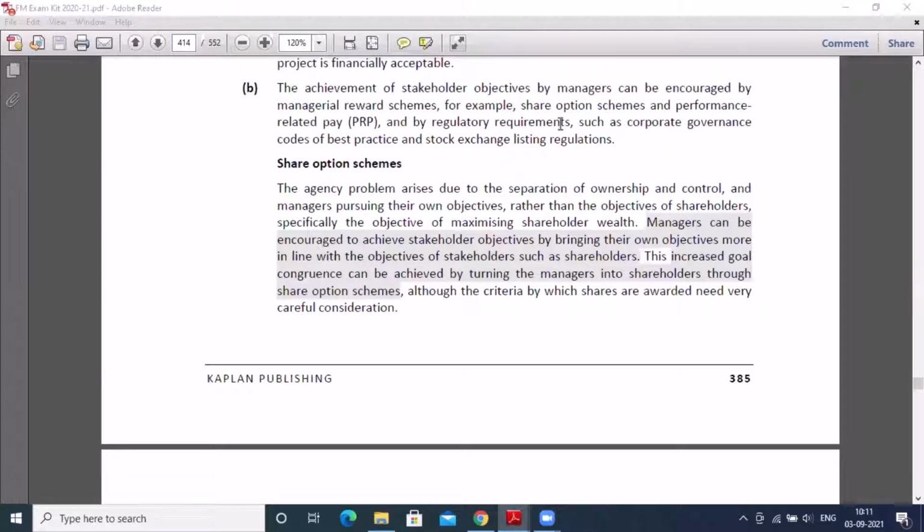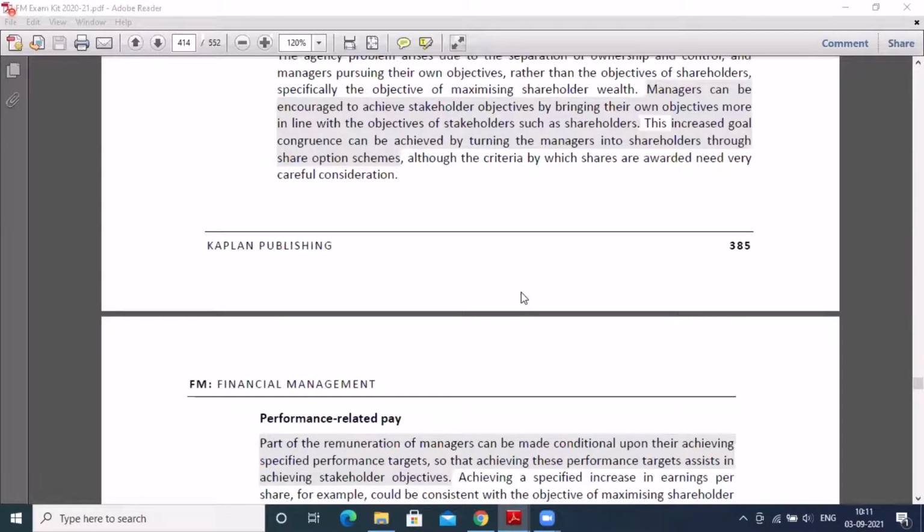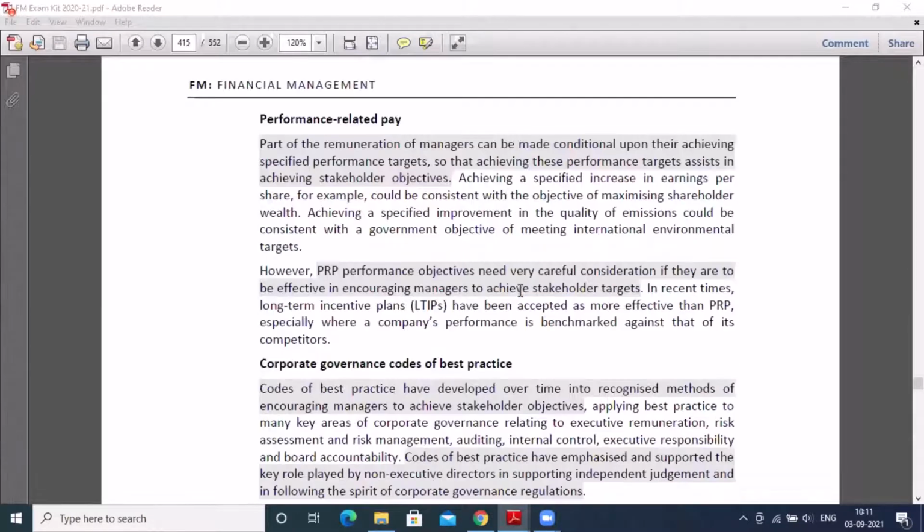So how can we convert the managers into shareholders? By issuing executive share option schemes. Although the criteria by which the shares are awarded need very careful consideration, of course. It means the basis on which the shares should be given should be carefully evaluated. And performance related pay.